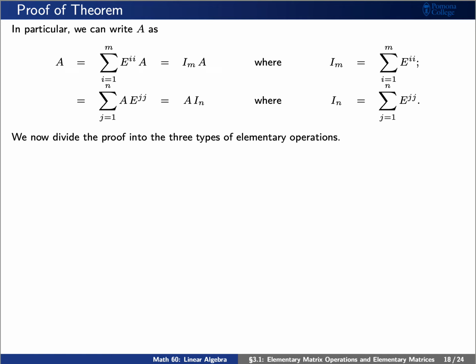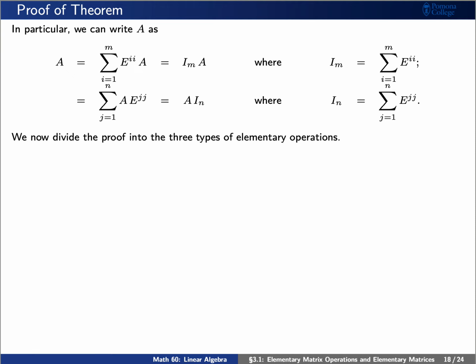In particular, we can write A as the following. Here, when we write EII times A, all that we're doing is looking at the various rows of A and placing them in one at a time. Similarly, when we have A times EJJ, we're looking at all of the various columns of A and placing them together one at a time.